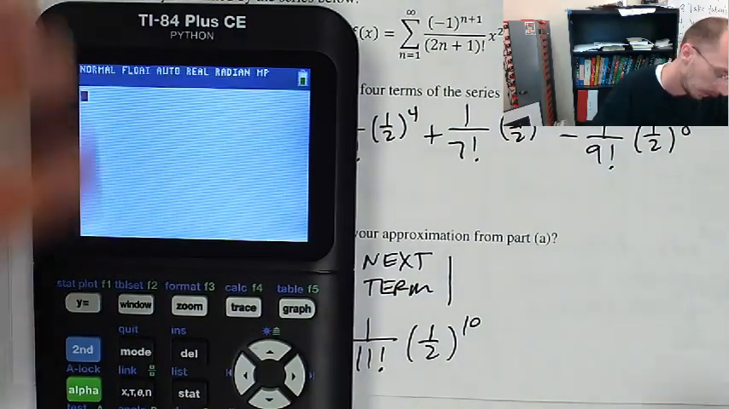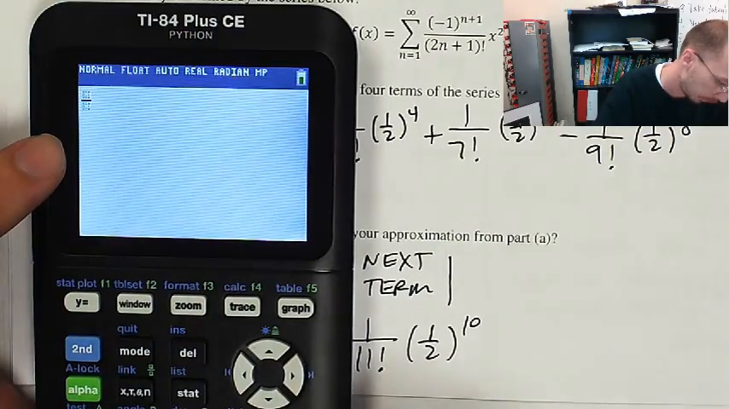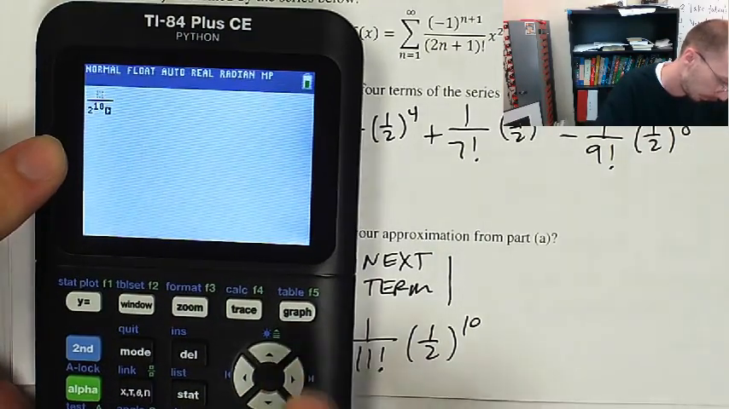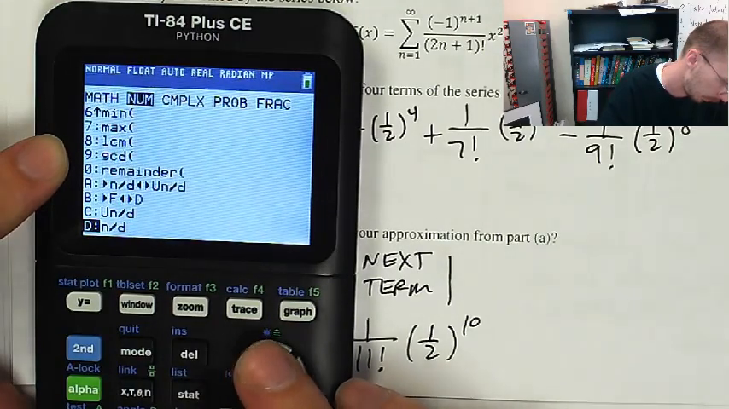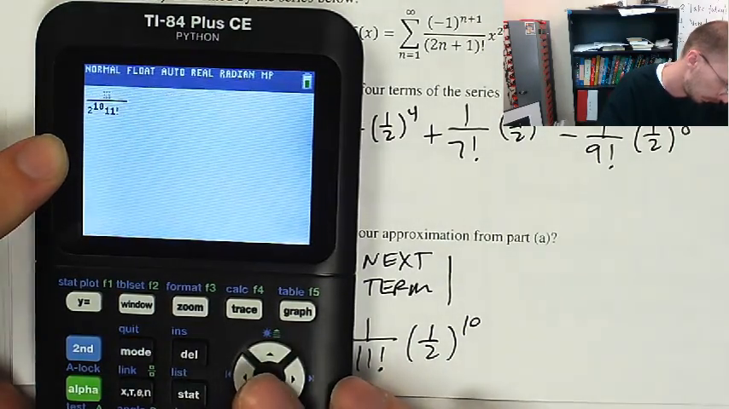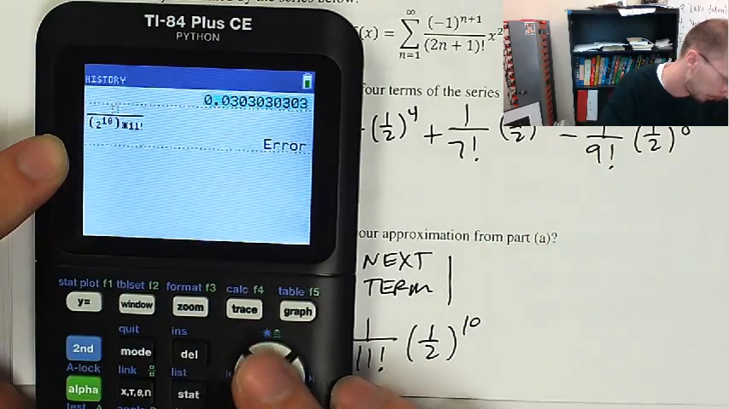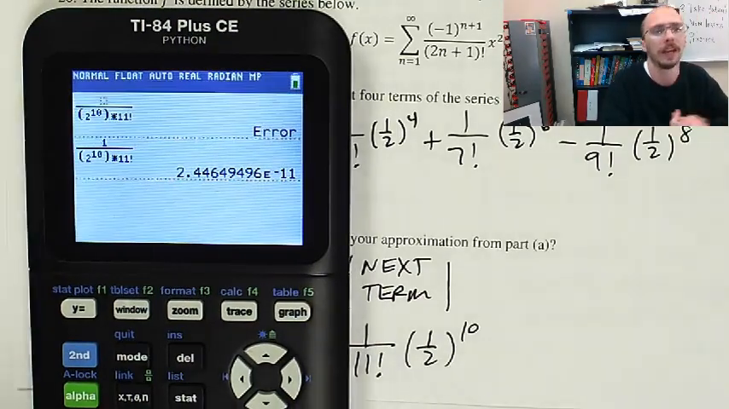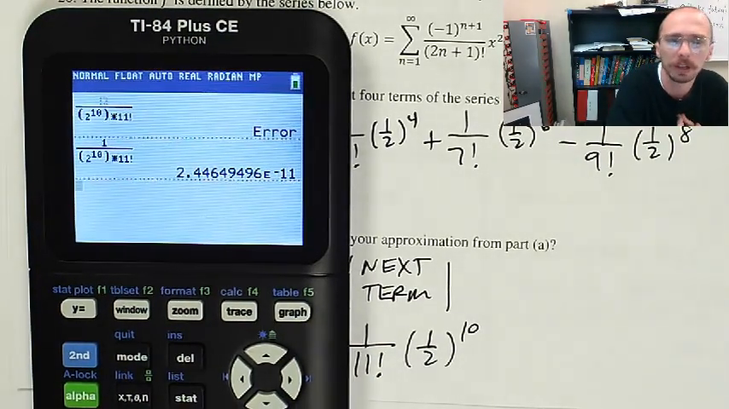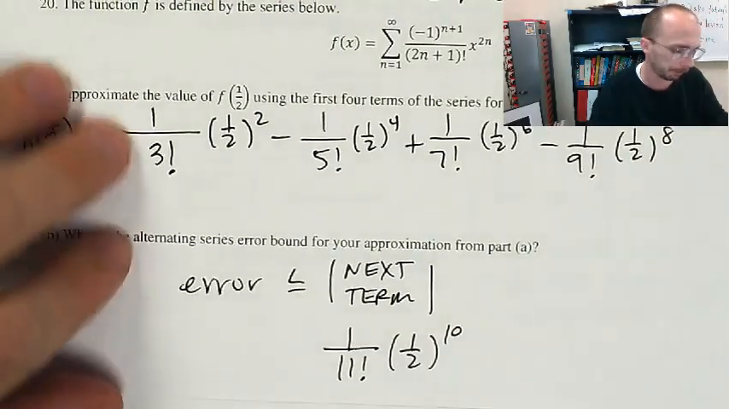Let's see. Where is it? Yeah, there it is. Whoops, forgot to give it a numerator. And see, it's 2.4 times 10 to the -11. And that's just a really, really, really small number. That's basically 0.